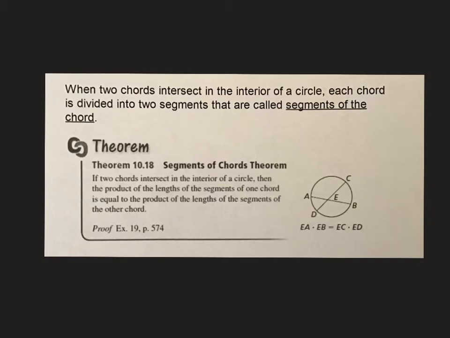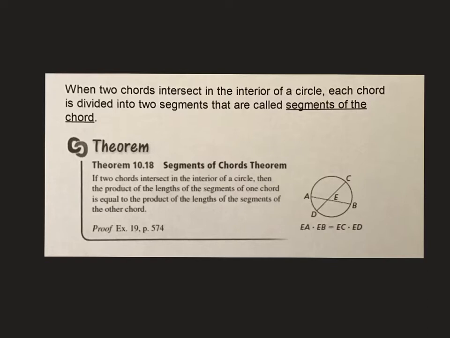When two chords intersect in the interior of a circle, each chord is divided into two segments that are called segments of the chord. So theorem 18 is our segments of the chord theorem, which says if two chords intersect in the interior of a circle, then the product of the lengths of the segments of one chord is equal to the product of the lengths of the segments of the other chord.